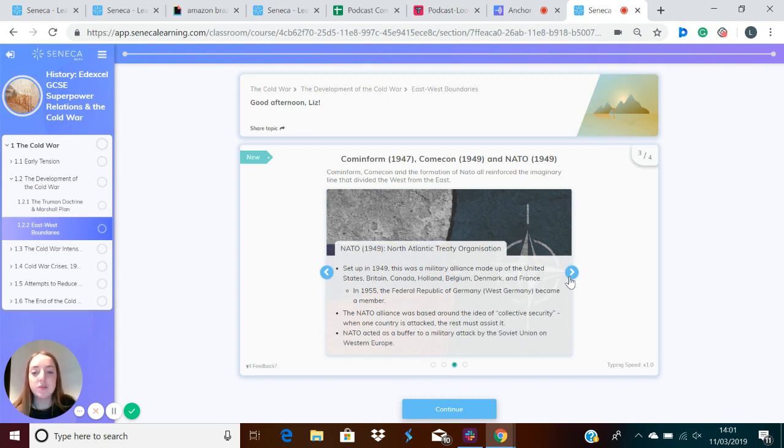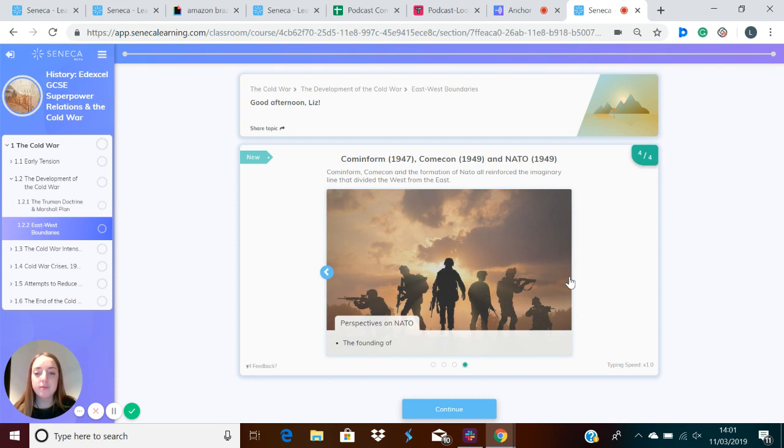The NATO alliance was based around the idea of collective security. When one country is attacked, the rest must assist it. NATO acted as a buffer to a military attack by the Soviet Union on Western Europe. The founding of NATO demonstrated that the USA and Western European countries were not willing to accept Soviet aggression.